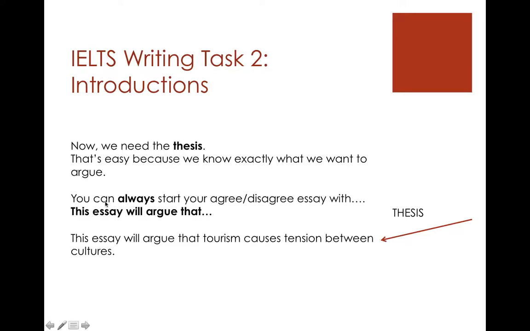There we have. You can always use this one in any agree, disagree, okay? Now we have that, and notice we have tourism again. This is going to be a subject. Subject, tourism, causes, verb, tension between cultures, object. Or we could use difficulties or problems. We want to change that word. This essay will argue that tourism causes tension between cultures. It's a very clear point of view that we're going to argue. Very simple and very clear.